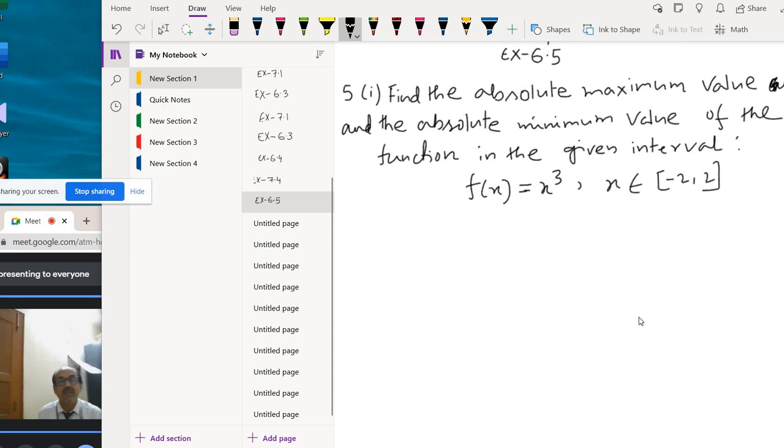The question is, find the absolute maximum value and the absolute minimum value of the function in the given interval. f(x) equal to x cube, where x belongs to [-2, 2]. It is a closed interval. So the function is f(x) equal to x cube.